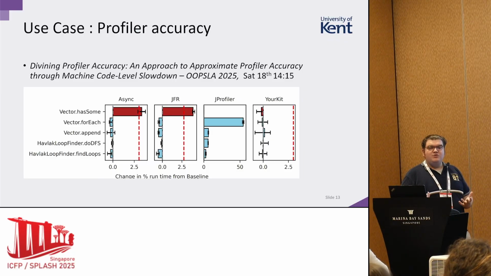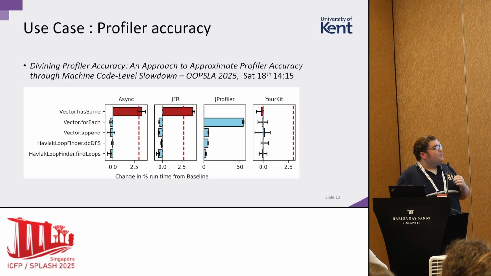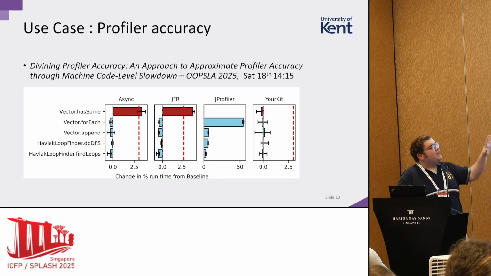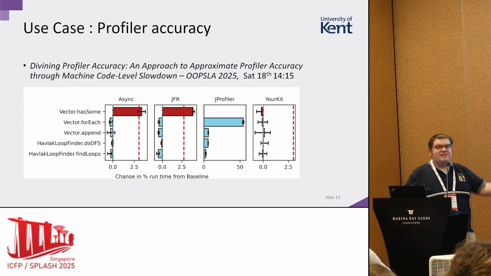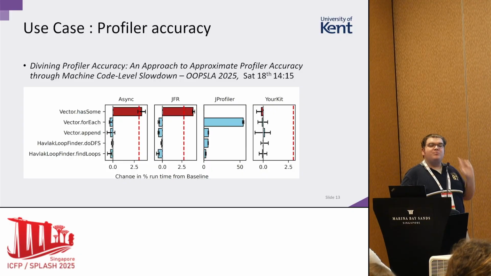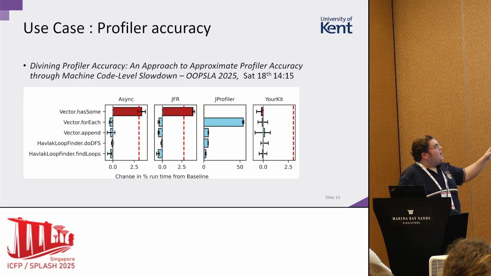And a use case. We actually have used this to implement profiler accuracy evaluation. For our paper that we're giving to Uppsala and my talk on Saturday, please come, we've made vector.hasSum actually run slower. We've added 5 seconds of additional runtime onto vector.hasSum, and then we're testing with 4 profilers, have they actually detected this change? Async, and the red dotted line is what we predict the change to be.